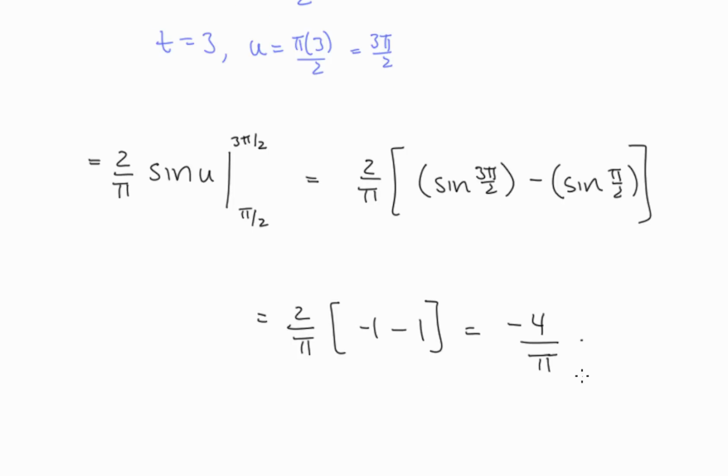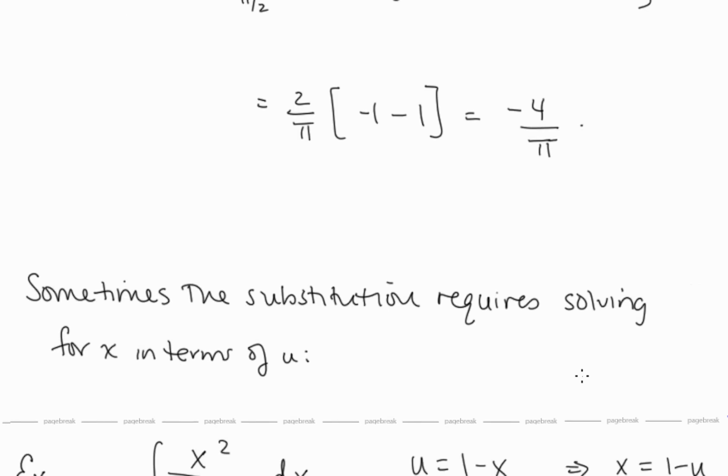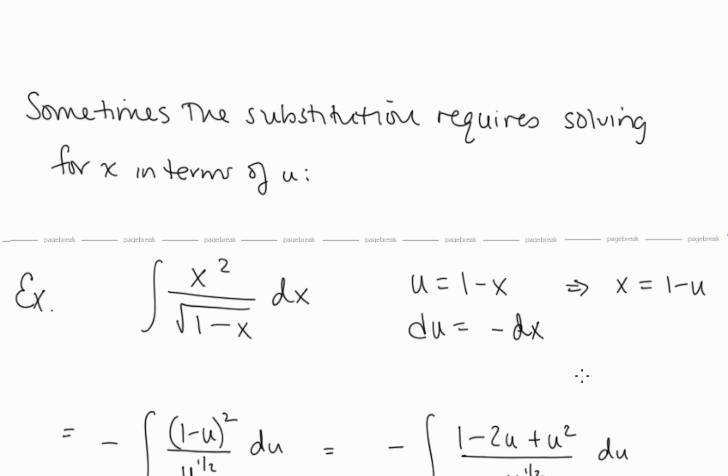Now up to this point the substitutions are pretty straightforward, but sometimes the substitution requires a little extra work. It requires solving for x in terms of u. So let's take a look at this problem here. We have the integral of x squared over radical 1 minus x. We identify a composition, and so u is equal to 1 minus x, and that's definitely where we want to start. And when we do that, du is then negative 1 times dx, or just negative dx.